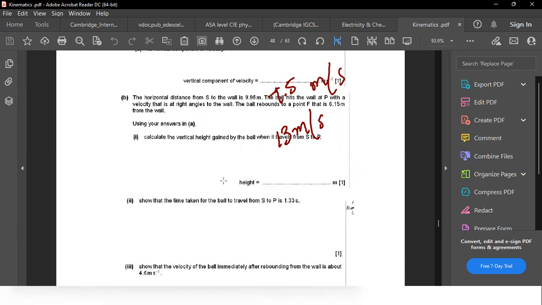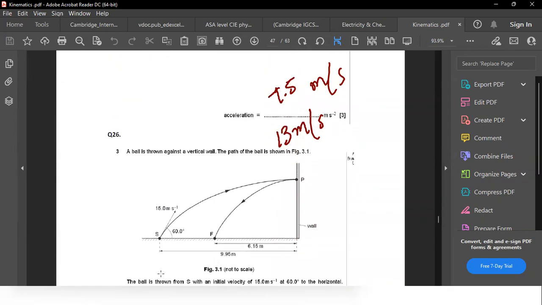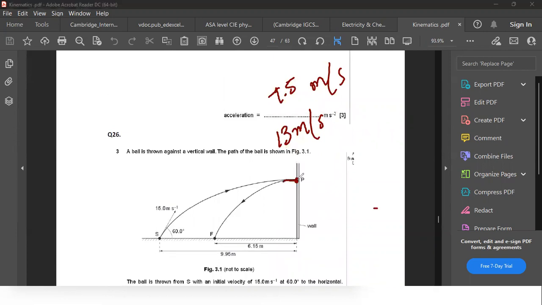Exactly. Now, the final part is to show that the velocity of the ball immediately after rebounding from the wall is about 4.6 meters per second. So they're saying that at this point where the ball has rebounded, we have to show that the speed is 4.6 meters per second. Okay, so the initial velocity, I guess, is 0 because, yeah.